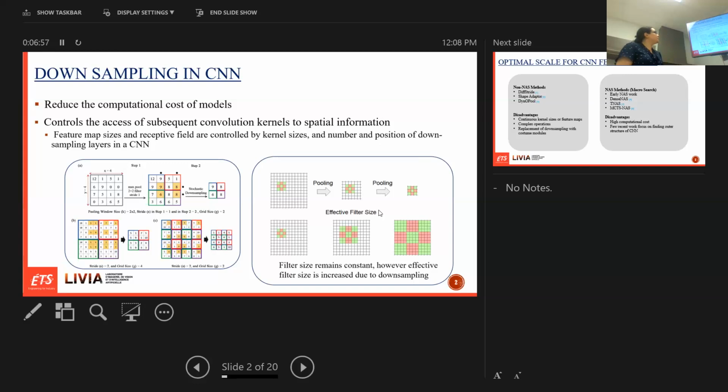So downsampling has been routinely used in convolutional neural networks. They have several functionalities. One of them is reducing the computational costs of the models by reducing the feature map sizes. They also control the access of the subsequent layers to the information from the input image. So feature map sizes and receptive fields are controlled by kernel size and the downsampling operations, basically by the number of them and their positioning.